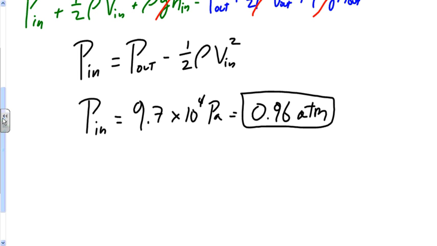And there we have it. We've solved for the pressure inside the hurricane, inside a Category 5 hurricane.